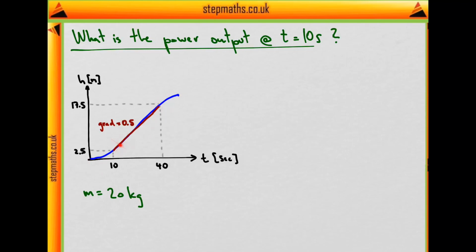see that there is a region where the line is almost a straight line with a gradient of 0.5, and we'll see that that will be important later on. And the last piece of information is that the mass of the load is 20 kilos. Our task is to find the power output of the crane at time equals 10 seconds, so here.